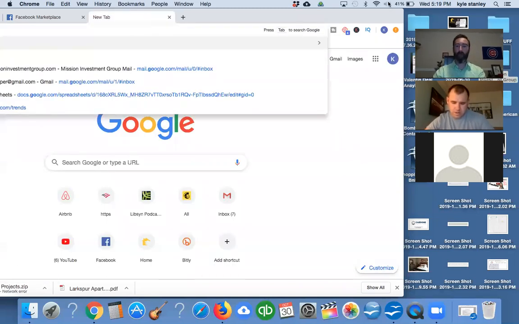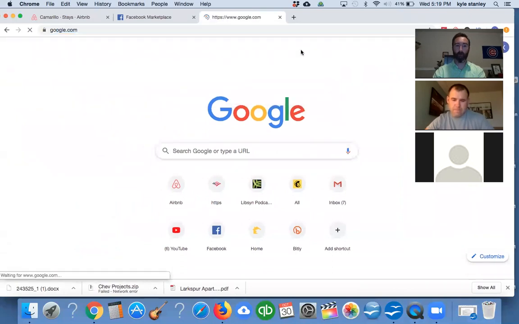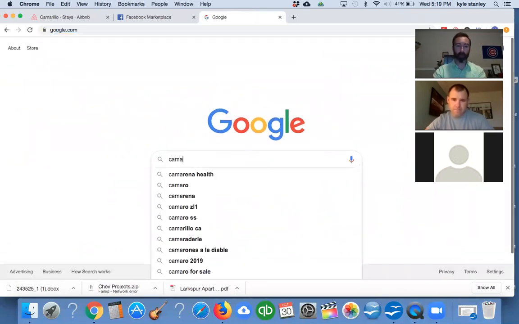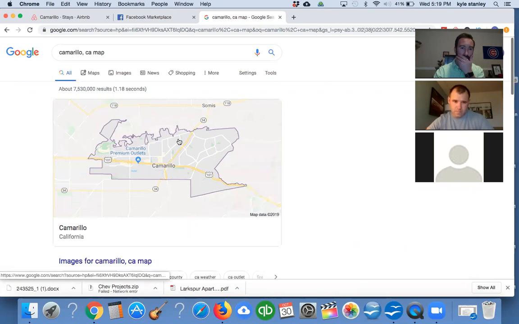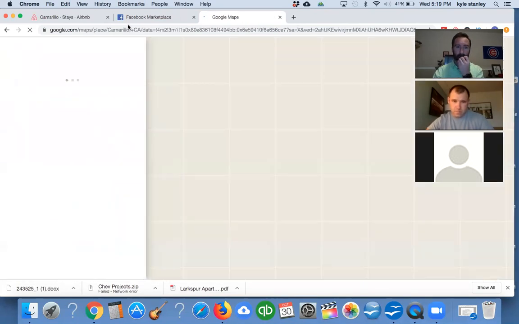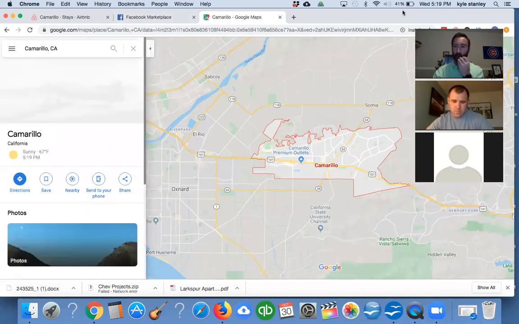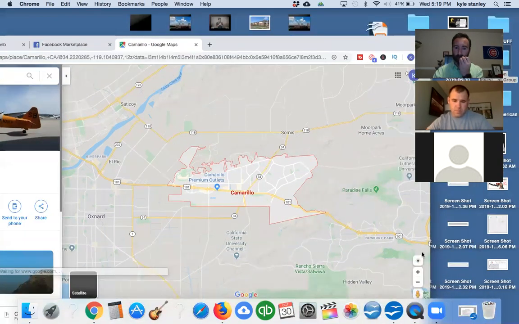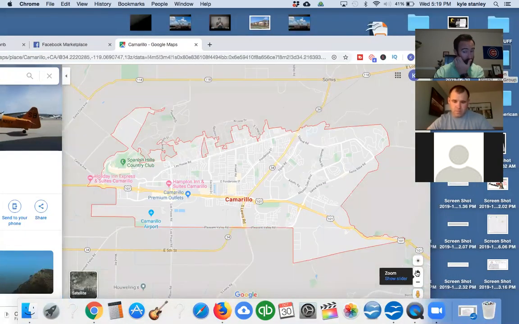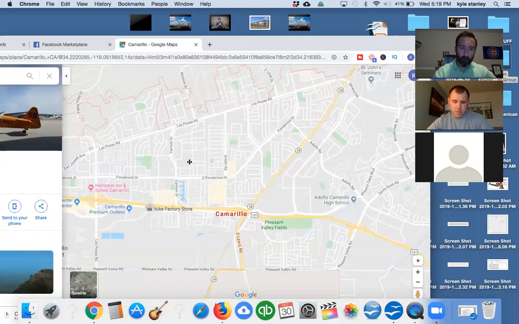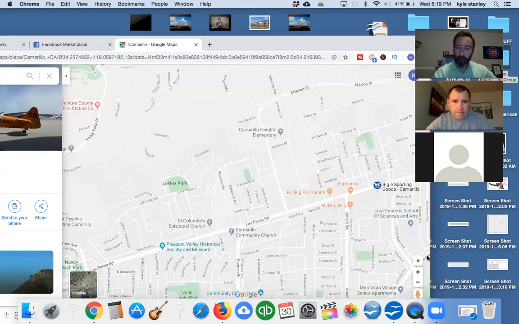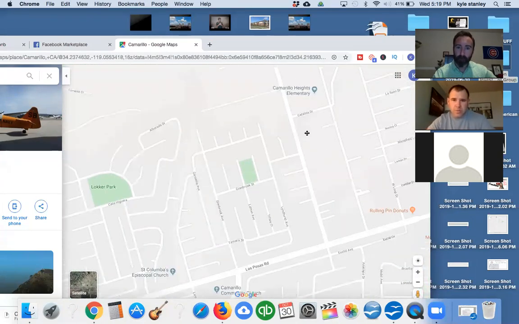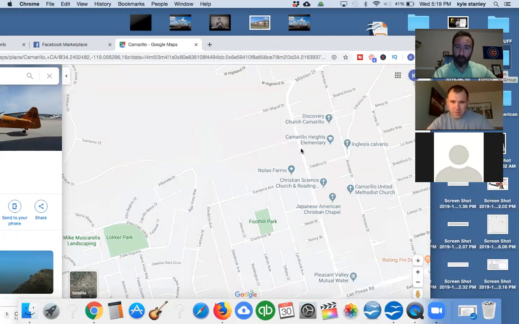Well, next, all I'm going to do is just go to Google, and I'm going to type in Camarillo, California map. I'm going to click on it, and I'm going to go right back to that area. So what was it? It was like Mission and something. Yeah. So it was heading up Mission towards North Loop. There's an elementary school. I live right around the corner from there.